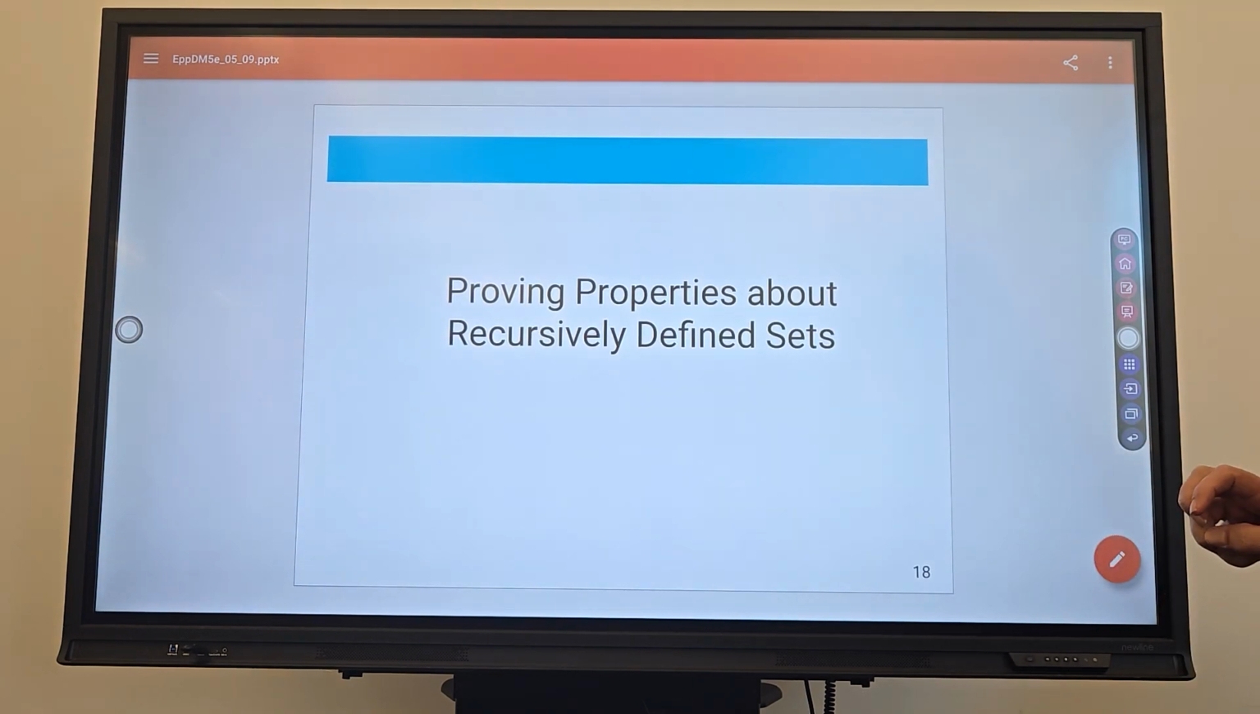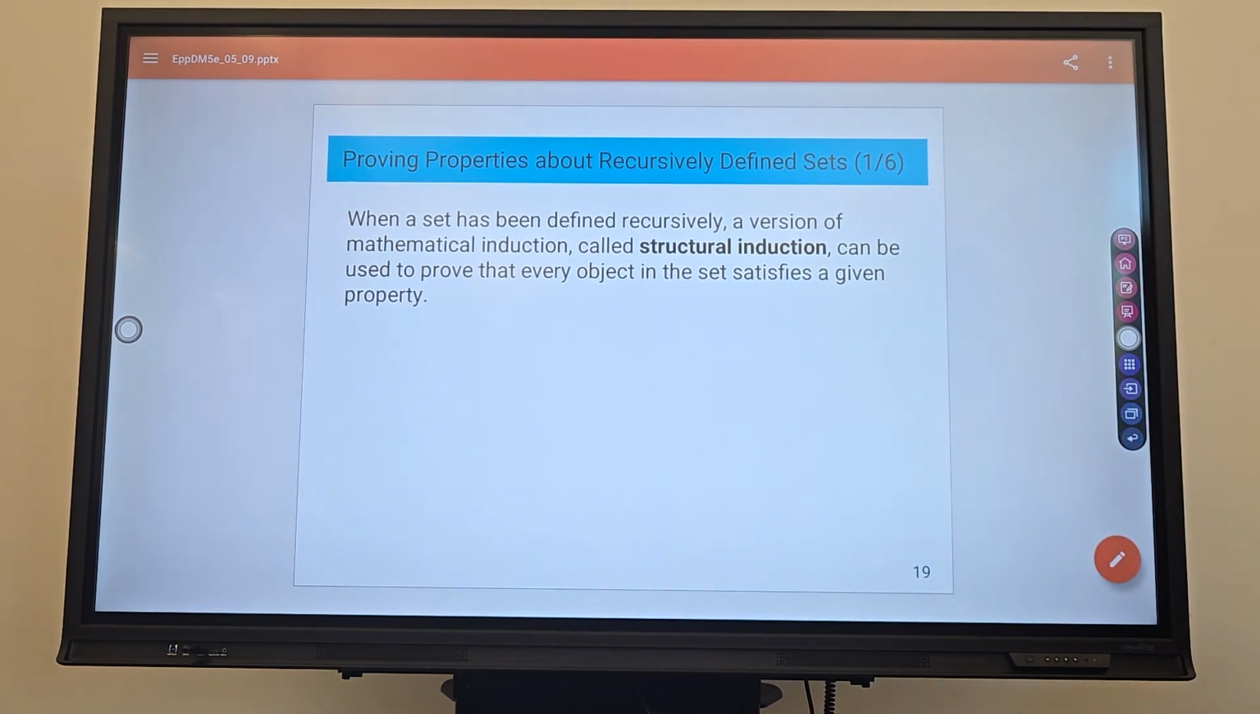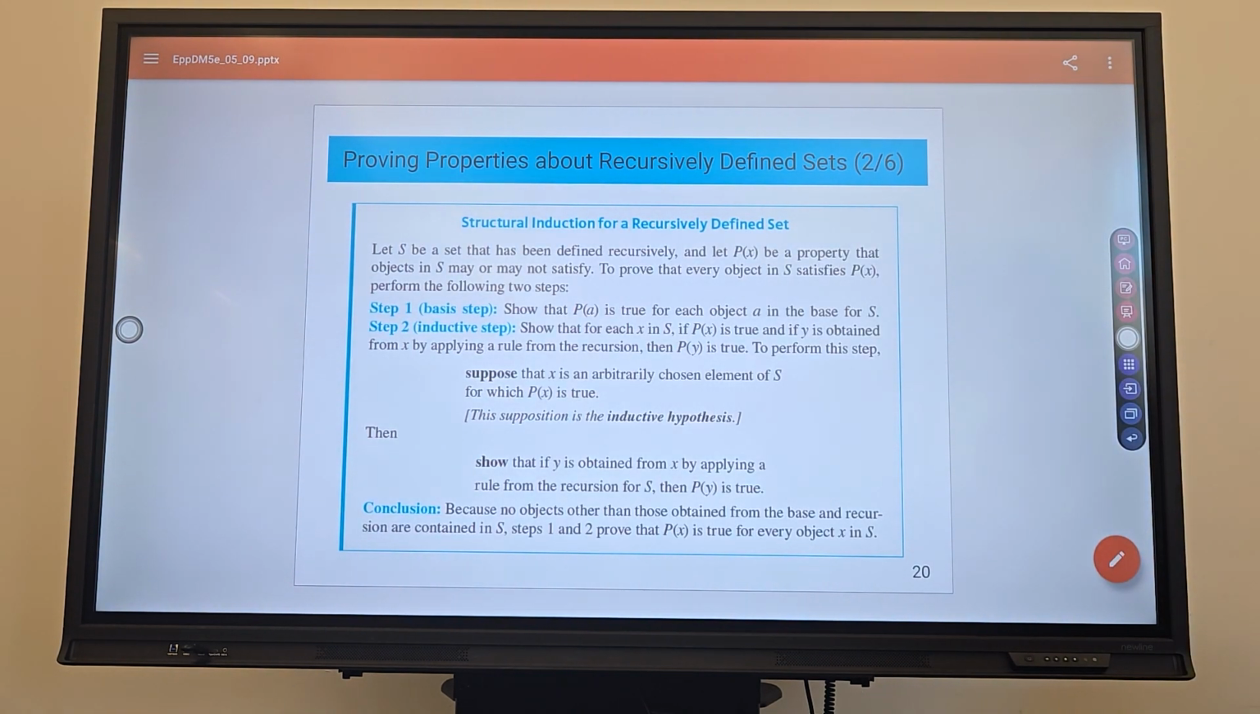Proving properties about recursively defined sets. When a set has been defined recursively, a version of mathematical induction called structural induction can be used to prove that every object in the set satisfies a given property. Let S be a set that has been defined recursively, and let P of X be a property that objects in S may or may not satisfy. To prove that every object in S satisfies P of X, perform the following two steps.